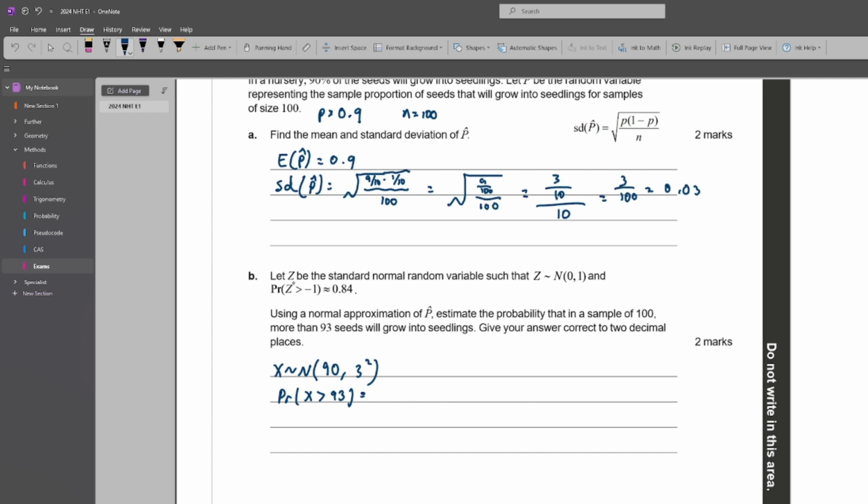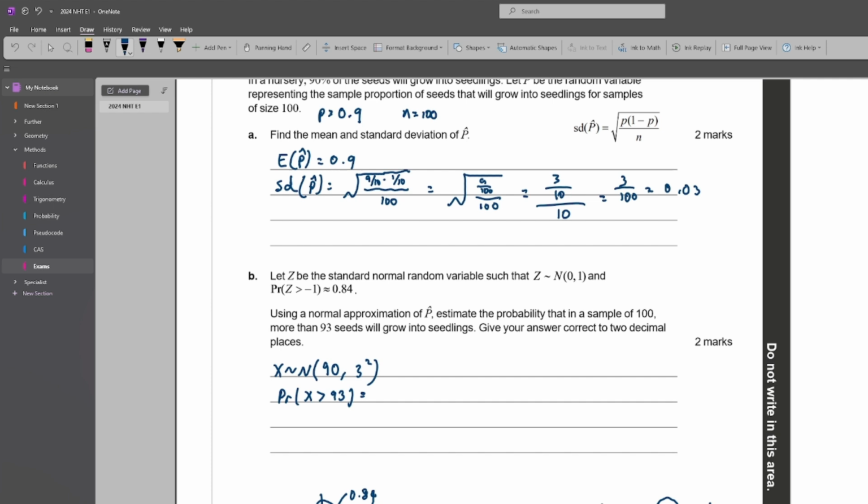okay, we're told that the probability z is greater than -1 is this. So here's -1, 1 standard deviation to the left, and greater than that is all this section here. This is 0.84. And we have 1 standard deviation to the right, so if this is 90, this is 93, and we want greater than that, so that's this bit here. That's what we want, that probability there.